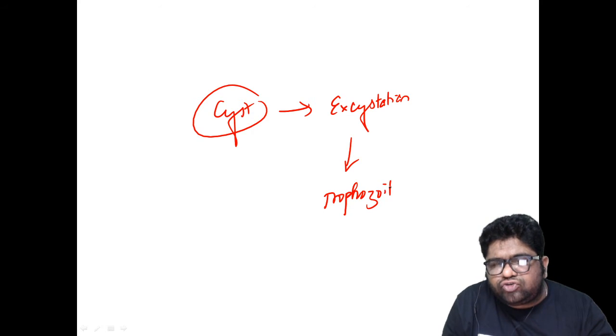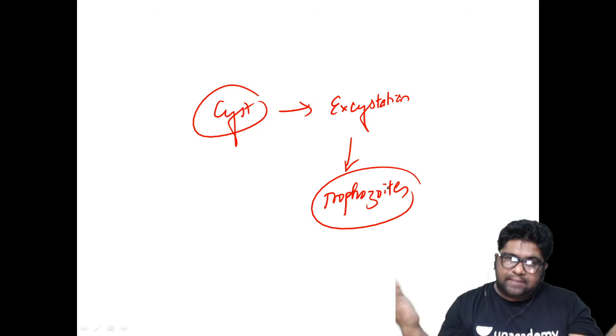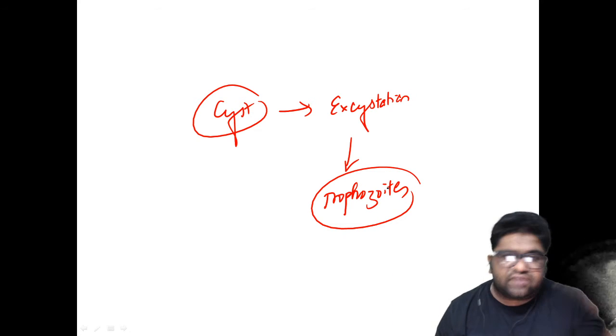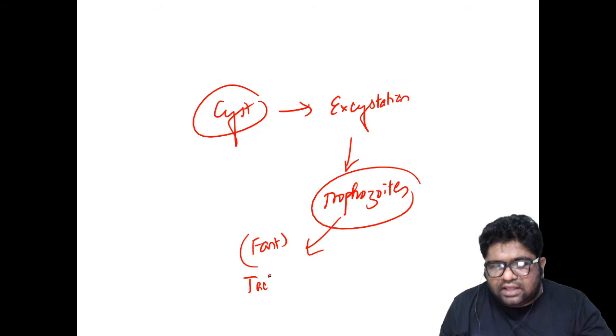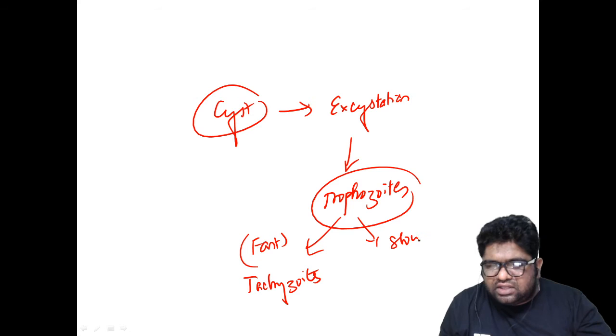And these trophozoites can have a different name. I told you the trophozoites can have different names and different kinds of organisms. Here, if the trophozoites multiply very fast, fast means tachy. So, when they multiply very fast, they are called tachyzoites. And if they are multiplying very slowly, then it is called brady. They are called bradyzoites.